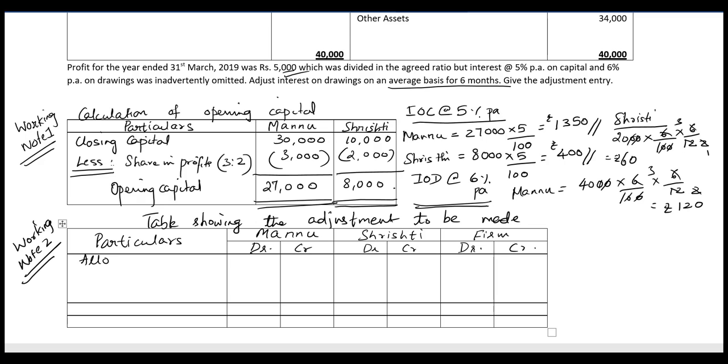We'll allow interest on capital first. Interest on capital for Manu is 1350, and for Shrishti it's rupees 400. For allowing interest on capital, we need to credit the partner and debit the firm. So I'll credit Manu with 1350 rupees and credit Shrishti with 400 rupees. And I'll total these two up. I get 1750 rupees and I will debit the firm.